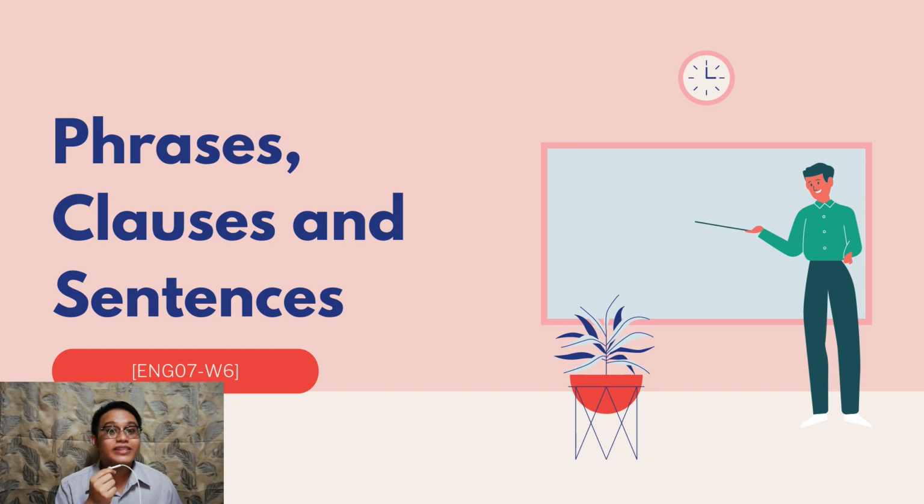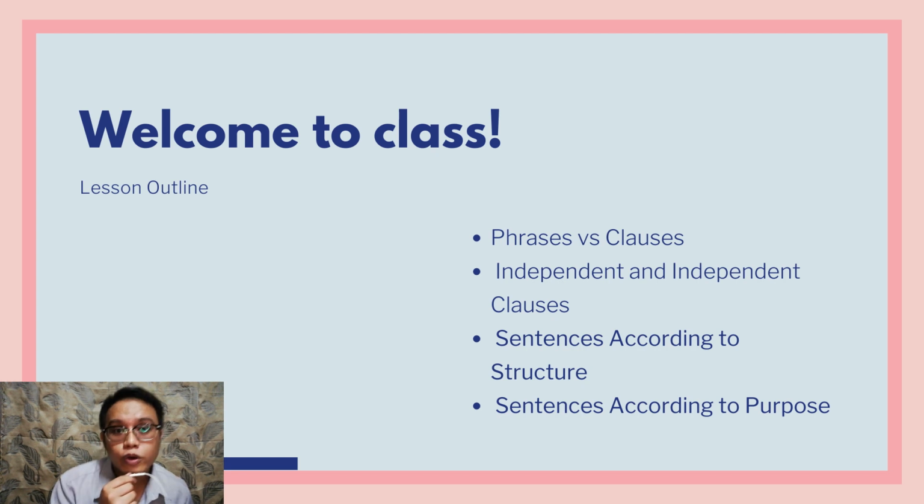Okay? So this is the second part of our video. If you haven't watched the first part, make sure you watch the first part of our video. So this is already the second part and we will be talking about the last part of our lesson, which is the sentences according to structure and the sentences according to purposes. So there are two kinds of sentences. Again, sentences according to structure and sentences according to purpose.